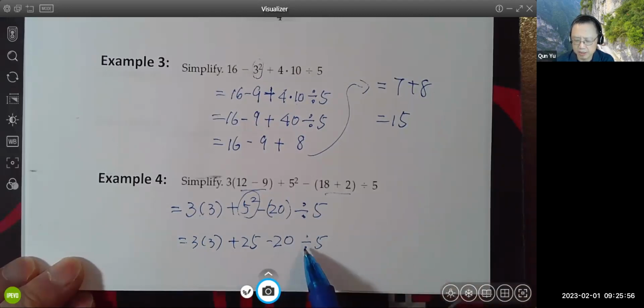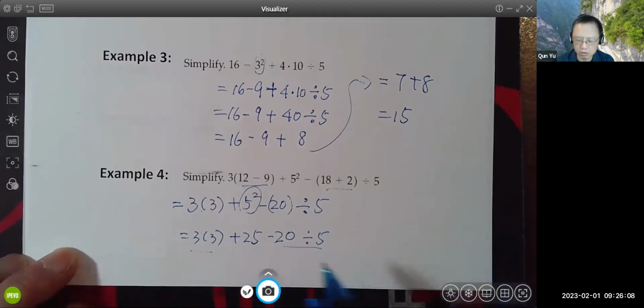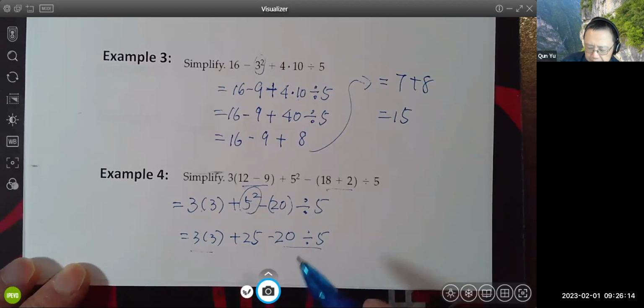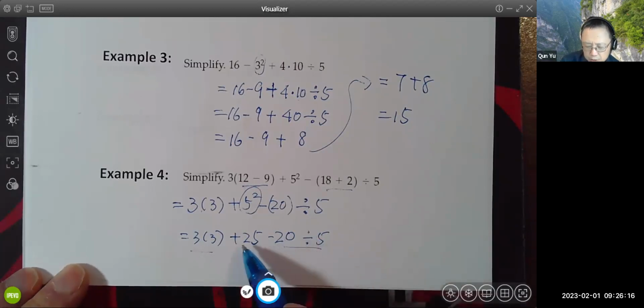We have a division and multiplication. They have the same priority in the order of operations, so we do it from left to right. That means you can do this one and this one at the same time. You can also do these two operations one by one. The result will be the same, as long as you don't do addition or subtraction before you do division and multiplication. So let's just do it step by step.